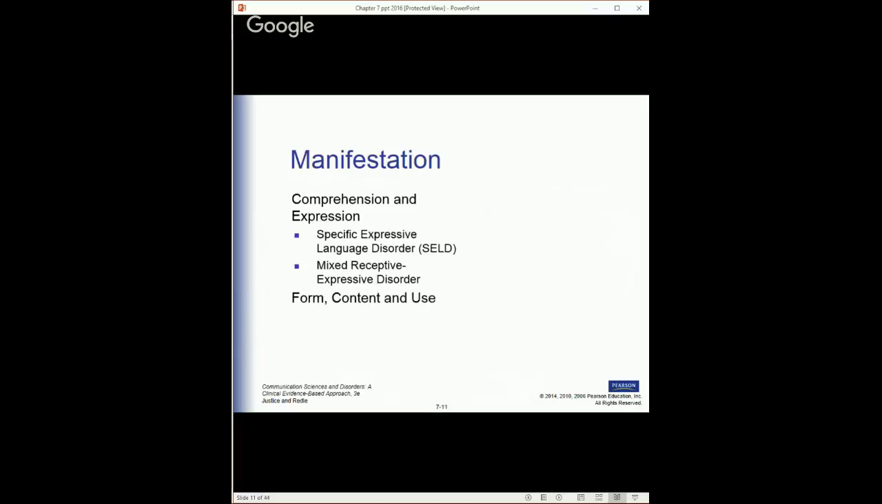It can manifest itself in form, content, and use. And what is something called a focal disorder? A disorder affecting only one domain is called a focal disorder, whereas a disorder affecting multiple domains is referred to as a diffuse disorder. Typically, a diffuse disorder is less likely to resolve and is viewed as more serious than a focal impairment.